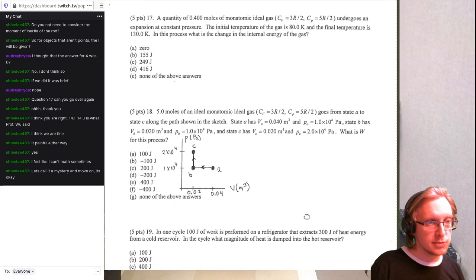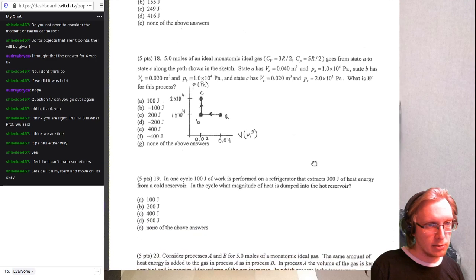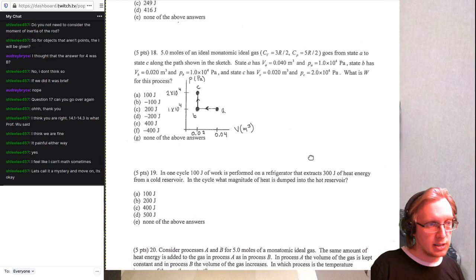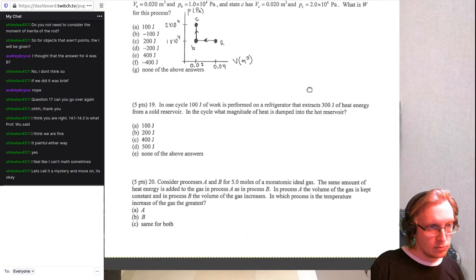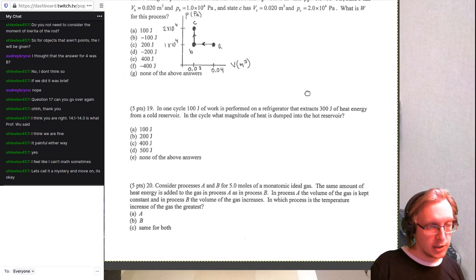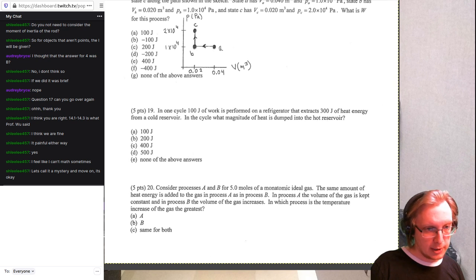Quantity of gas undergoes reversible isothermal process, not on this exam. Undergoes constant pressure expansion, not on this exam. Monatomic gas goes from A to C along the path shown, work done for the process, not on this exam. One cycle of refrigerator, not on this exam. Monatomic gas, process A, process B, kept at constant pressure. Volume is constant. Isochoric process, not on this exam. And that's the last question, right?